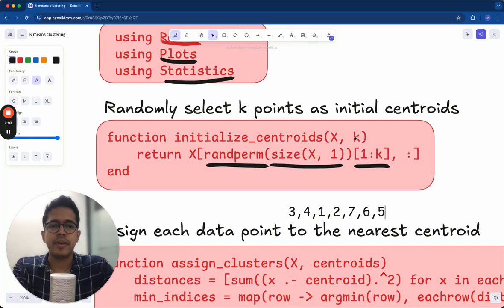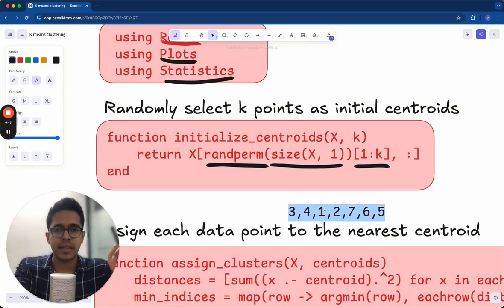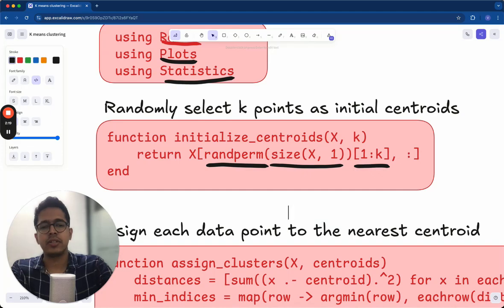And then, if the number of clusters k is 2, the first 2 will form the indices corresponding to the initial random centroids. Which means whichever data point corresponds to index 3 and whichever data point corresponds to index 4 in your data set, they will form the initial centroids, right?